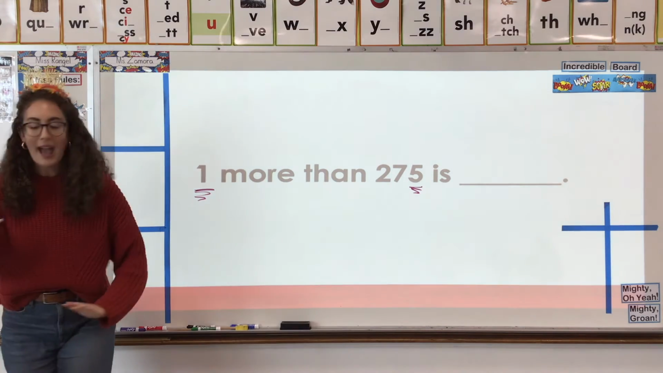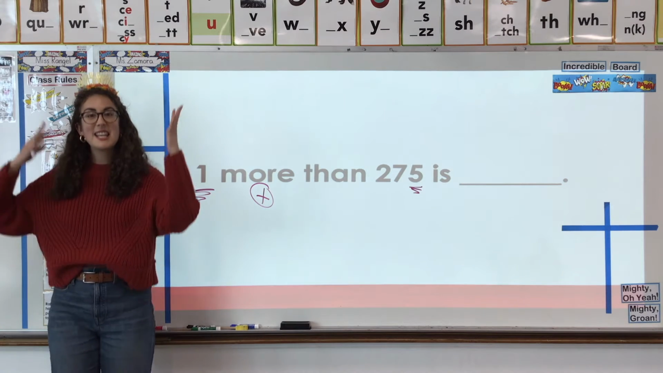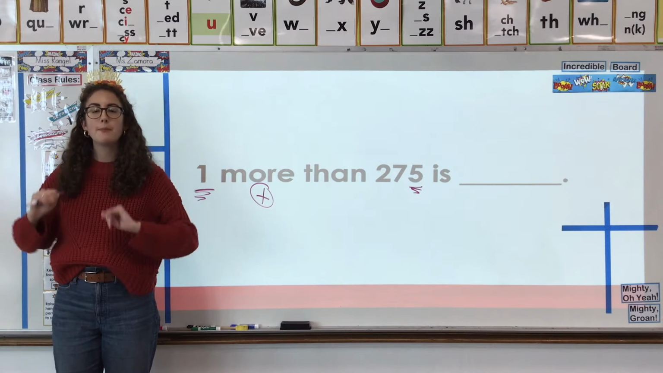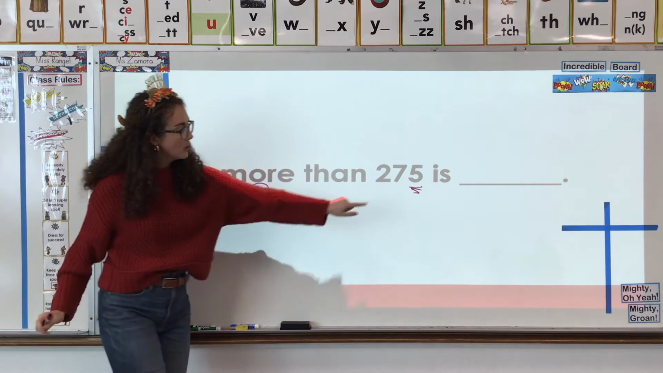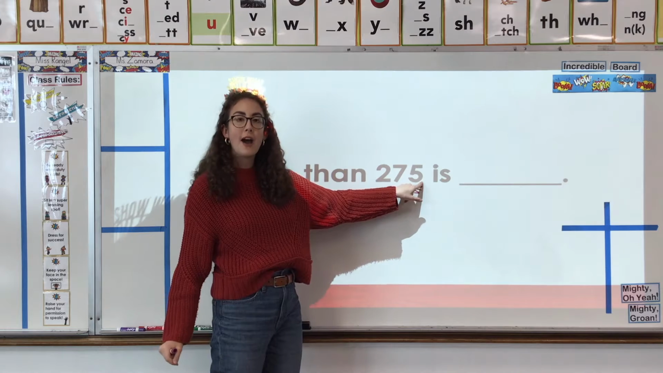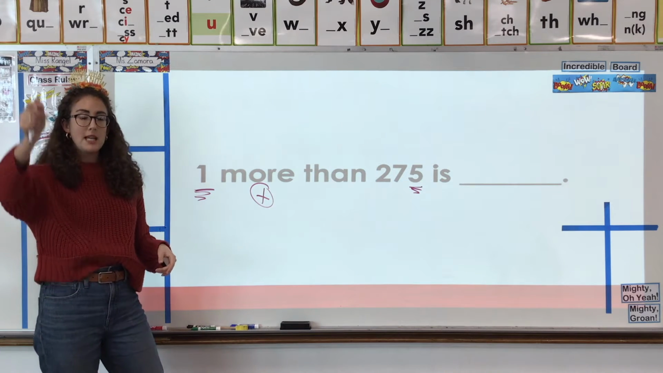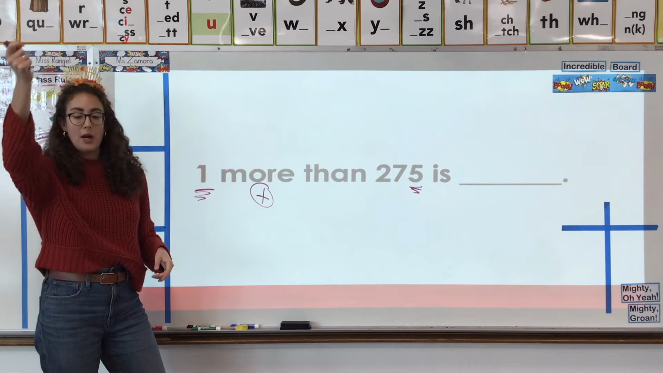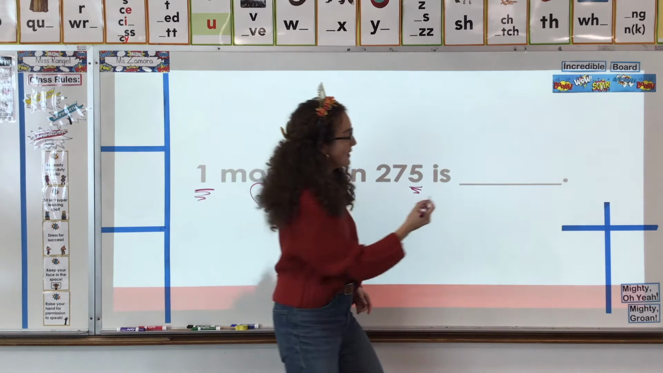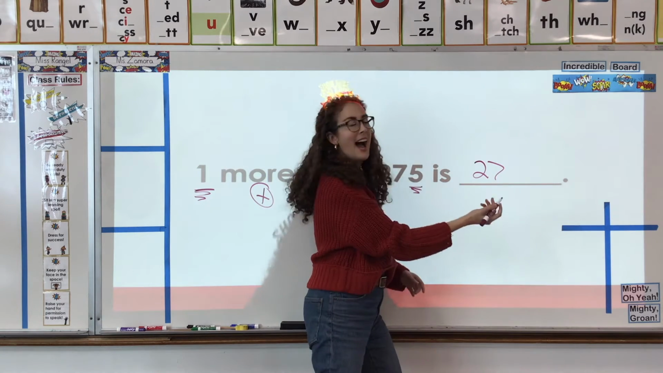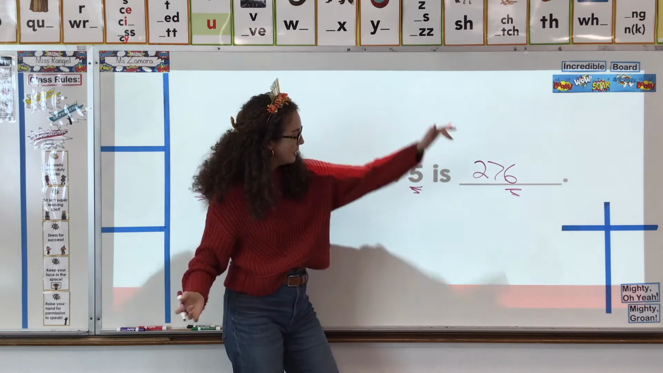We are going to add because we have more than. It's telling us to get a bigger value, to count up, to add. So, 1 more than 275. Add to the ones place. What are we going to get? Can you write it on your board? We're adding to the ones place. We'll get 276, of course, 276.